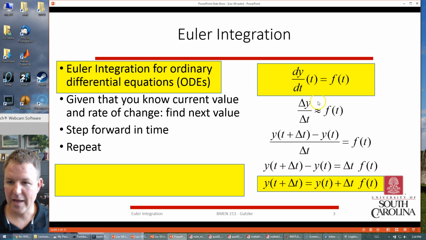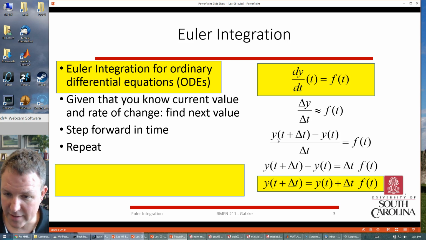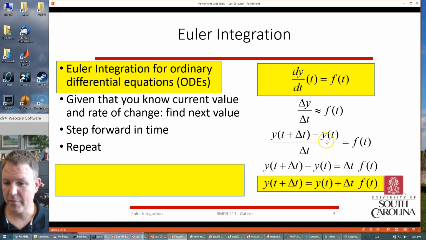Now, an example of that may be if we have a simple differential equation, dy/dt is a function of time. We approximate dy/dt as delta y over delta t, and then we write out what delta y equals. One way of writing out delta y over delta t is y at t plus delta t minus y of t. If you rearrange this, you can end up with this nice little formula. y at t plus delta t equals y at t plus delta t times the right-hand side. The right-hand side's over here.